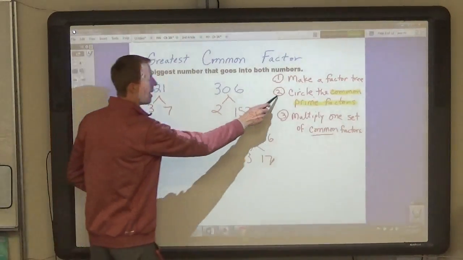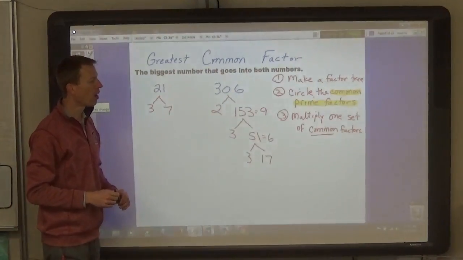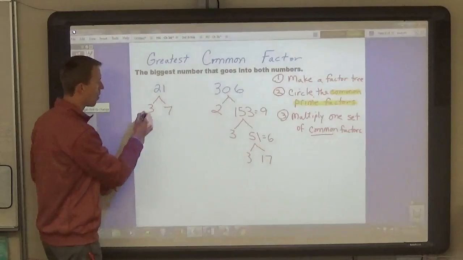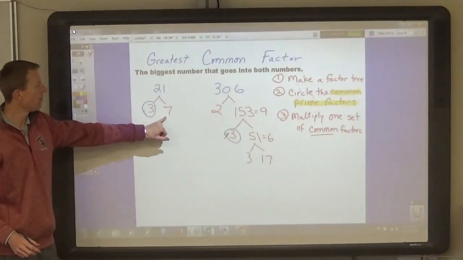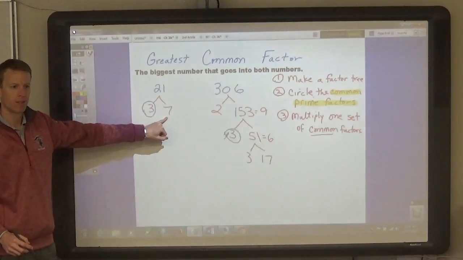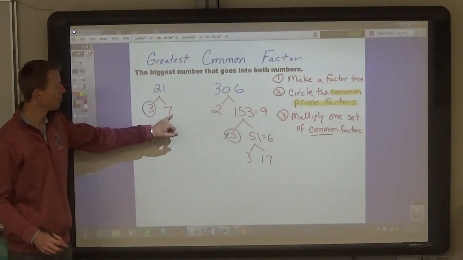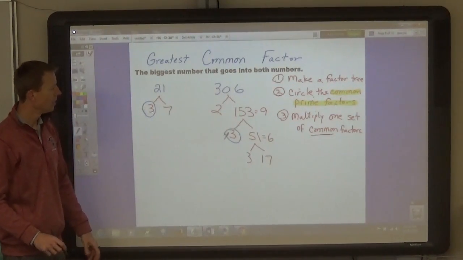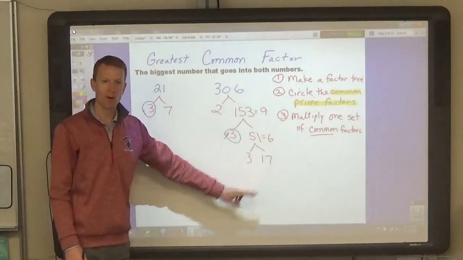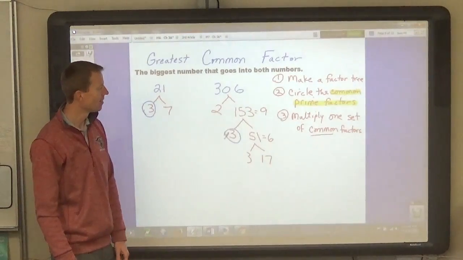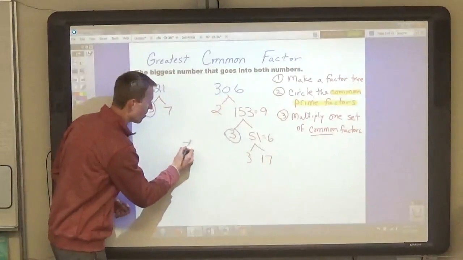Now, go back, find step 2, and circle the common prime factors. There's a 3 in both, so we're going to use that. Is there a 7 in both? No. Is there a 2 in both? No. Is there another 3 in both? No. Is there a 17 in both? No. That's it. What's the greatest common factor? 3.